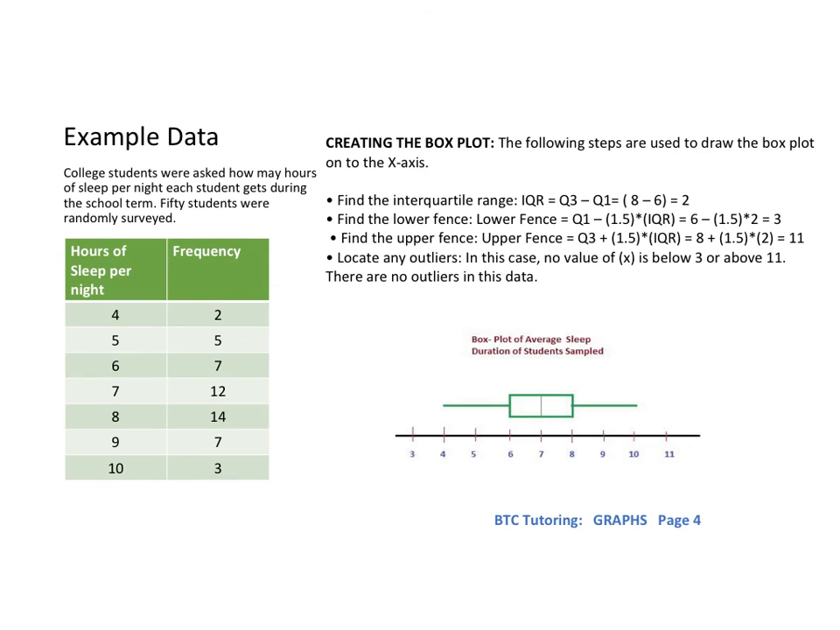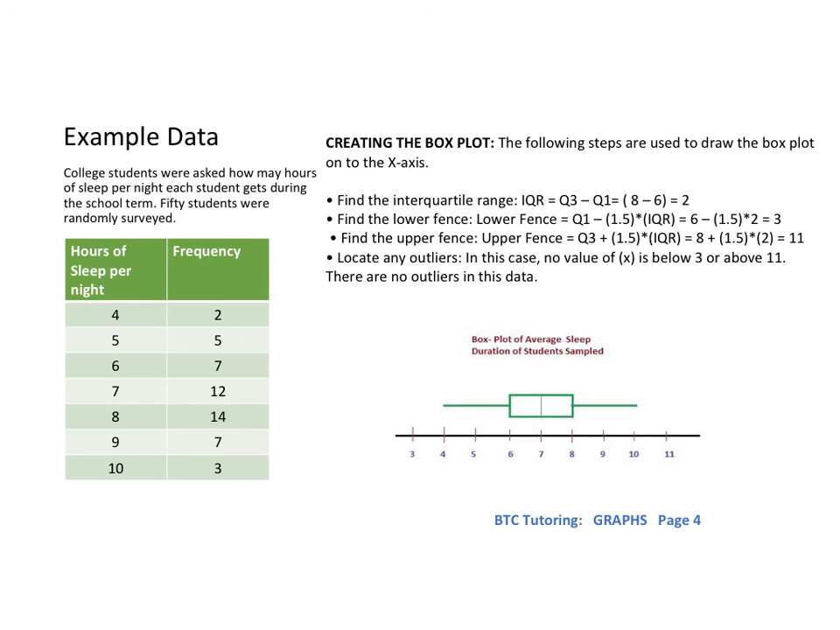So we're going to create the box plot using the following steps onto an x-axis. We're going to still use the same example data set that we used before, and it's over on the left side of your screen. We're going to find the interquartile range. The interquartile range is Q3 minus Q1. In this case, it's 8 minus 6, which equals 2.